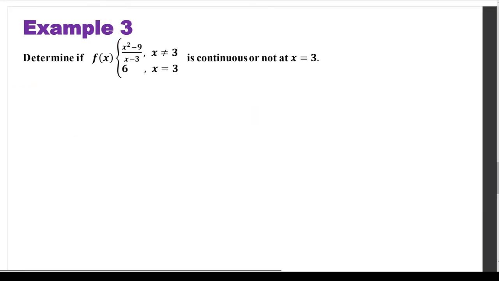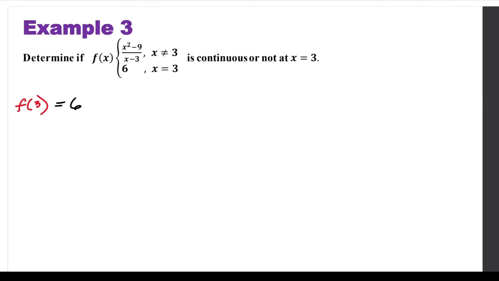Let's have example 3. Let's say we have this piecewise function and we would like to identify if this function is continuous at x is equal to 3. Examining the function, we can say that the function is continuous everywhere except possibly at x is equal to 3. So let us verify. So let us have f of 3. In reference to the given function, f of 3 is equal to 6. When x is equal to 3, y is 6.